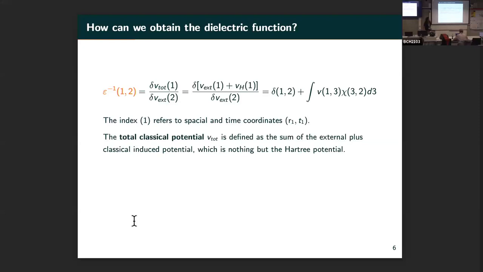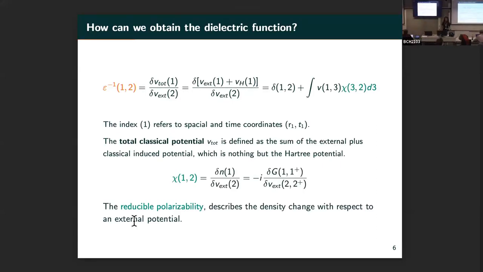And you have already seen that if we do some maths on it, we can calculate the dielectric function from the polarizability chi that was already introduced in the talk of Valerio. What the polarizability describes is the change in the density with respect to an external potential. You have seen this definition in the context of density functional theory, therefore we define it with respect to the variation of the density. But we could also alternatively define it in terms of Green's functions. So you have already learned that the density can be expressed in terms of Green's functions.